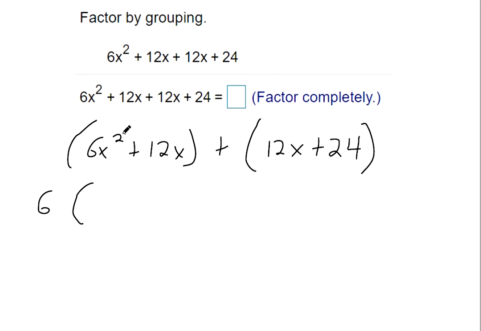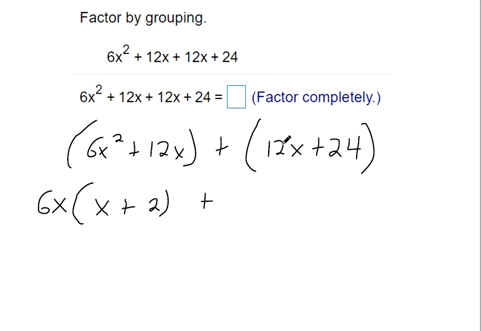This has two x's because of the x squared. This has one x, so the biggest thing I can take out of both of them is just 6x. So 6x squared divided by 6x gives us 1x left over. 6 is gone. 12 divided by 6 makes 2. And then the x is gone because x divided by x makes nothing.